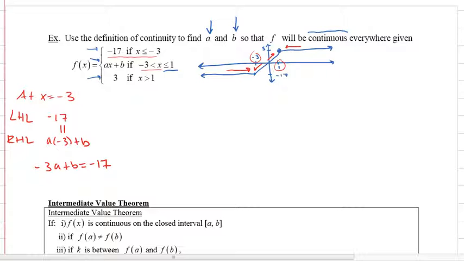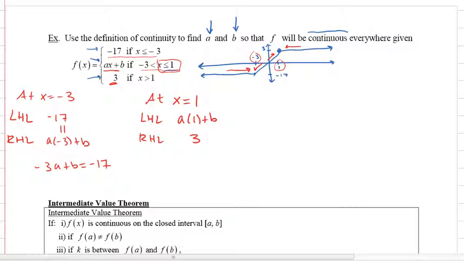Now let's go ahead and analyze at x equals positive 1. So the left hand limit at x equals 1 is this function, because here is the left part at x equals 1. So we're going to simply plug the limit into the ax plus b. So it's going to be a times 1 plus b. The right hand limit, so beyond 1, is actually just only 3.